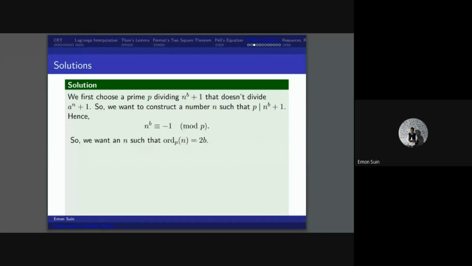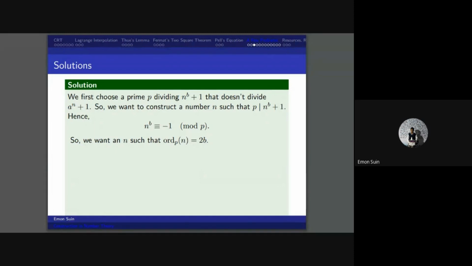is defined as the least possible integer k for which n to the k is congruent to 1 mod p. Let's say this. So you're getting it, Pranav? Yeah. So order of n with respect to p is defined as the least possible integer k for which n to the k is congruent to 1 mod p.